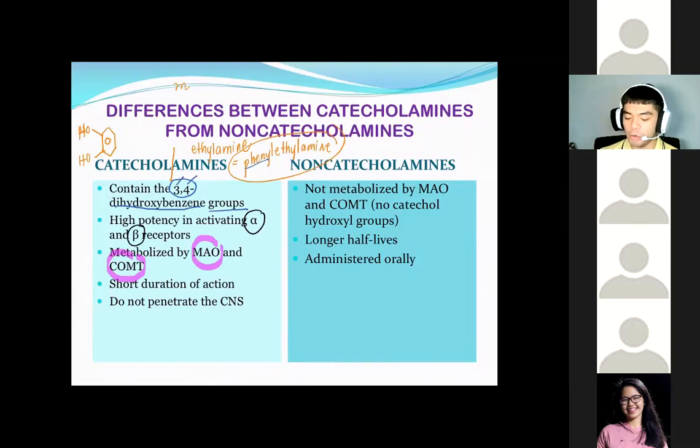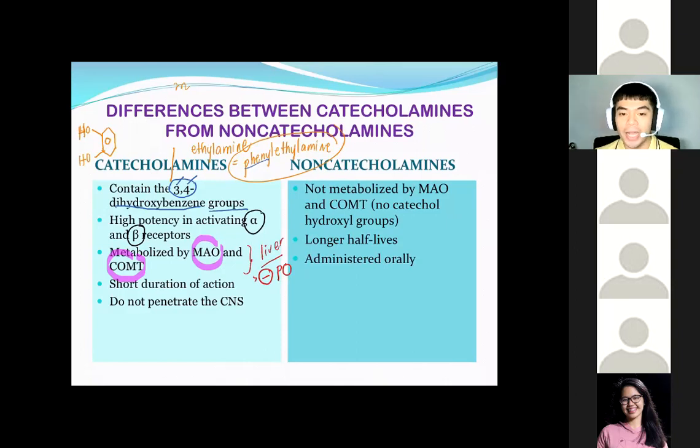Now, what's the importance of telling you this? Mind you that enzymes MAO and COMT ay makikita sa ating liver. So, if the drugs or catecholamines pumasok sila sa liver, na-metabolize agad ang mga catecholamines because of the presence of MAO and COMT. So, ang takeaway natin dyan, ang mga catecholamines in general, they are not administered by mouth.